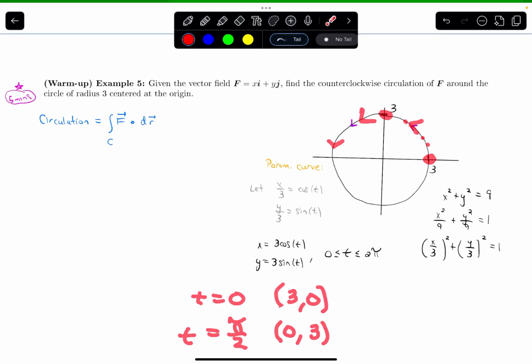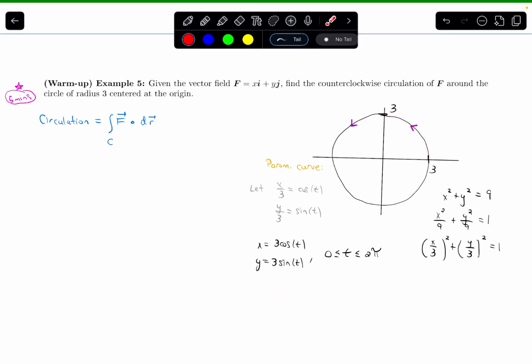But that is important to do a reality check on. It actually turns out if you switch these, if you let x over 3 be sine, and you let this one be cosine, it's actually going the opposite direction. And when I have a line integral of a vector field, that direction of travel does matter.